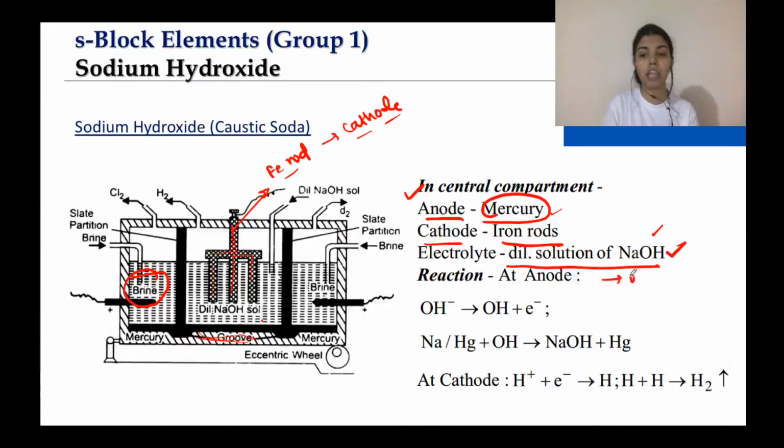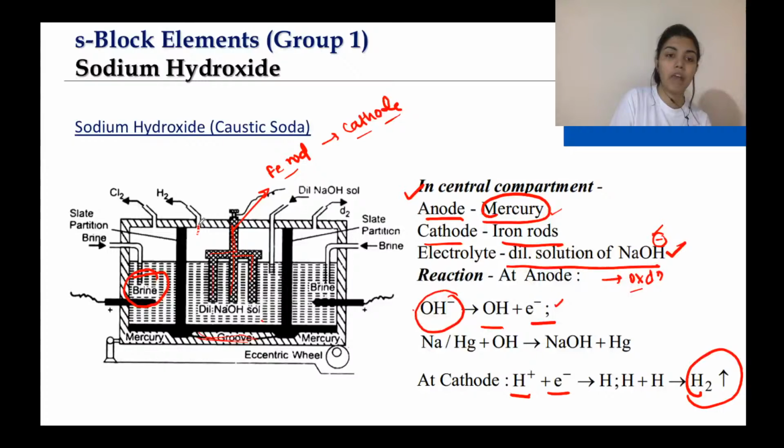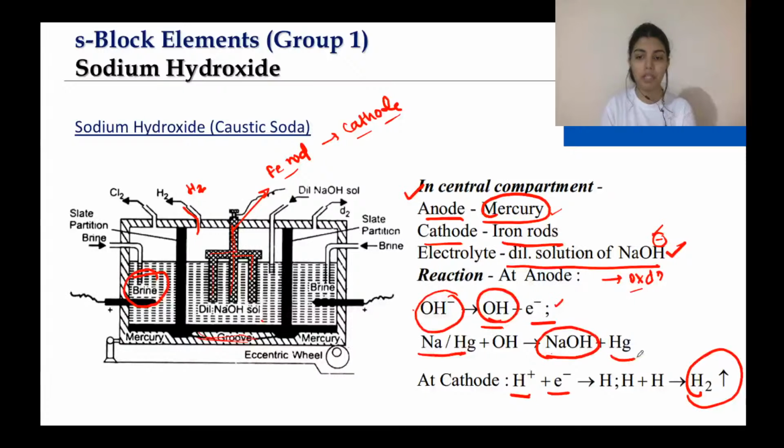Now at the anode, oxidation will take place, loss of electron will take place. So OH minus will give you OH plus electron. Loss of electron is taking place through the negative part of the electrolyte, that is OH minus. And at the cathode, H plus gains electron to form hydrogen gas, which is let out through the central chamber through this outlet. So hydrogen gas is released from this outlet. Now this OH which is obtained combines with the sodium amalgam to form NaOH plus mercury.